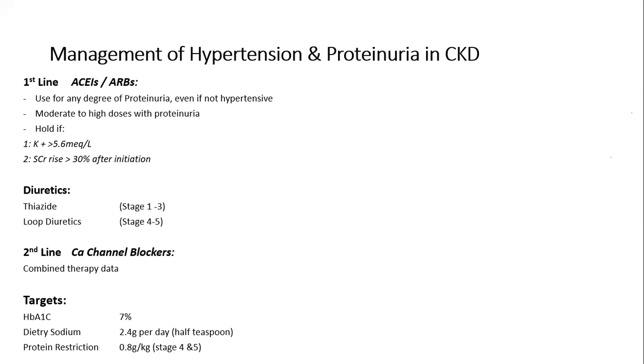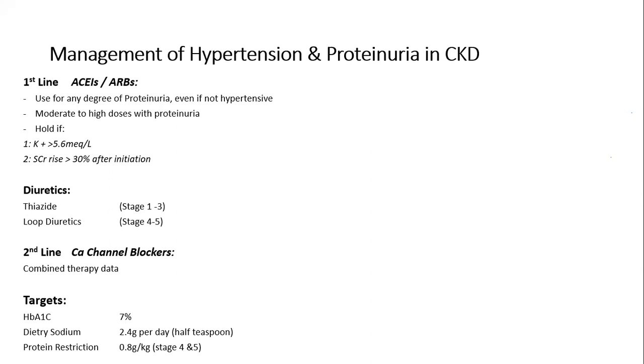But you hold if potassium is more than 5.6, which they call hyperkalemia. You also hold if serum creatinine rises by more than 30% after initiation, because they actually are nephrotoxic also. So with these limitations, ACE inhibitors and ARBs are the drugs of first choice for hypertension and proteinuria in CKD. And you choose them even if there is no hypertension, though you hardly get a patient like that.